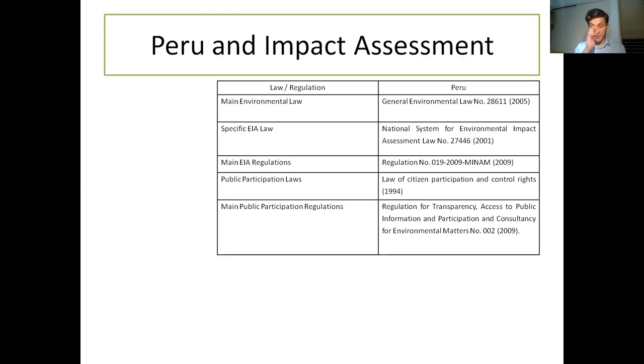So here you see a table with the main environmental regulations of Peru. Peru has a specific environmental impact assessment law and regulations. And it even has a regulation focused on delivering transparency, access to public information, participation, and consultancy for the people regarding environmental matters. It doesn't matter if it's environmental matters related to development projects or not.